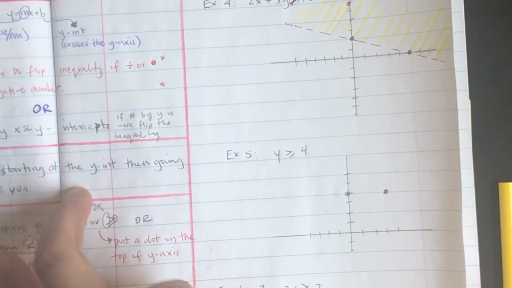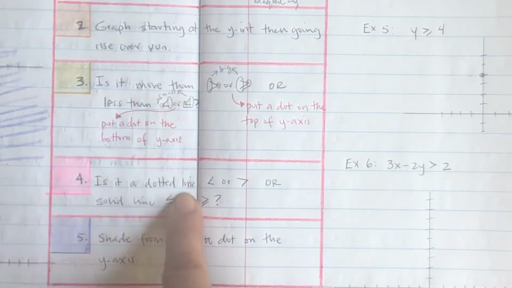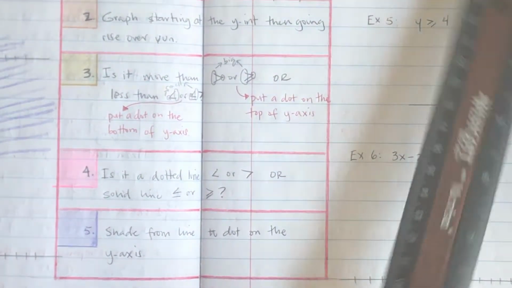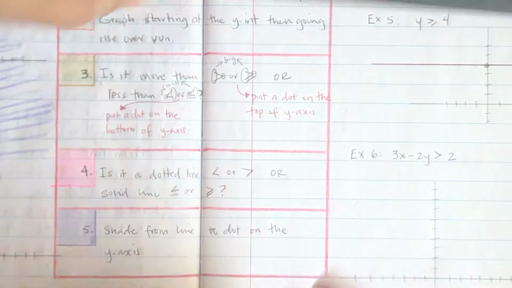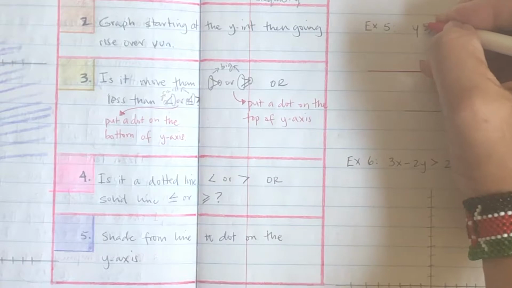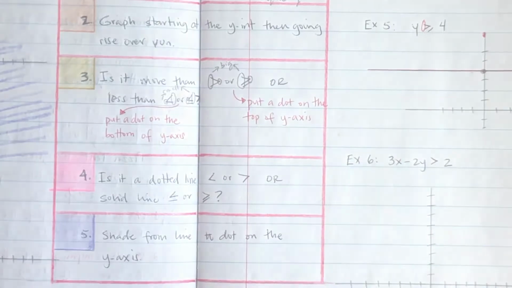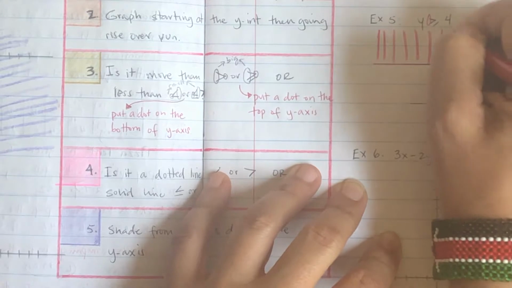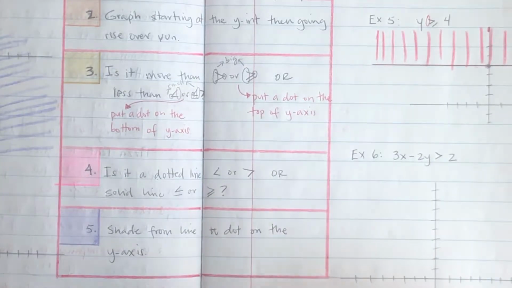All right, so we've already done step 2. So we're gonna do 4 and then 3 first. Is it a dotted or solid? What is that? That's a solid line. Solid line, and then is it big or small? So what is this one? This one from left to right is big. So big, put a dot on the top of the y-axis. Then you're gonna shade that in. You're done.